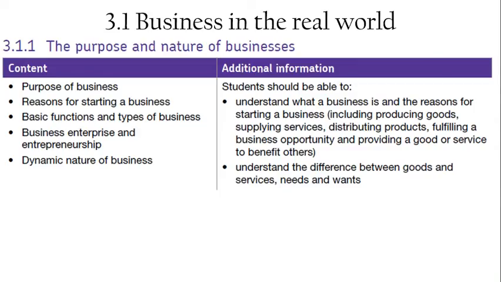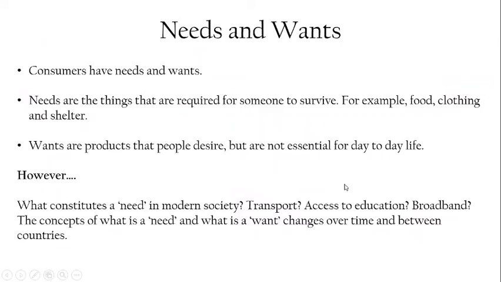Also listed in the specification is that you need to understand the difference between needs and wants. Consumers have needs and wants. Needs are the things that are required for someone to survive, so food, clothing, shelter. Wants are products that people desire, but are not necessarily essential for day-to-day survival, day-to-day life. So that would include most things.